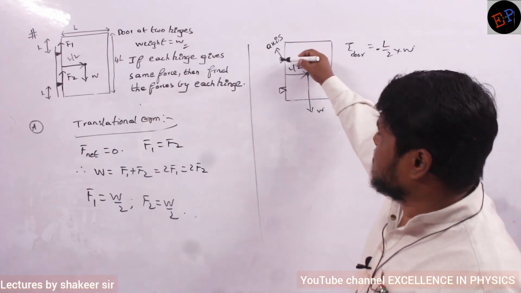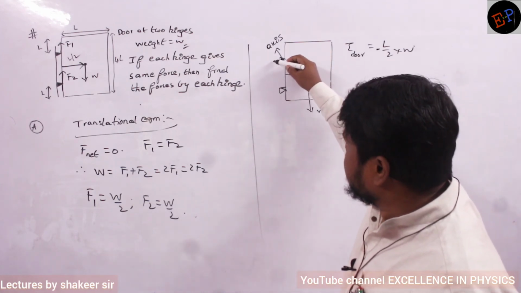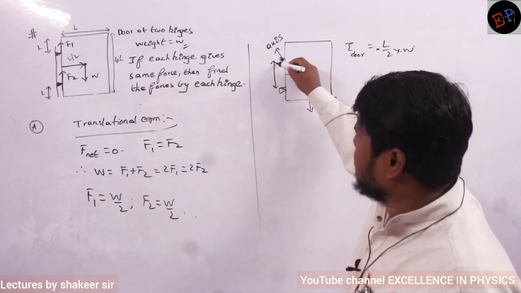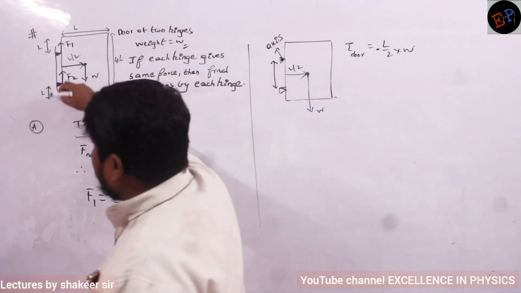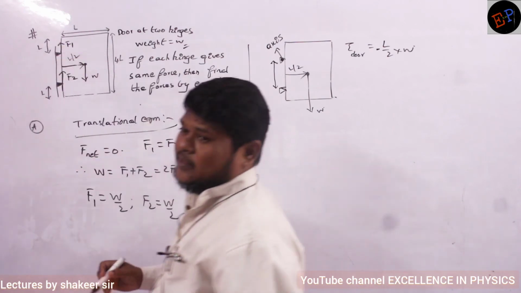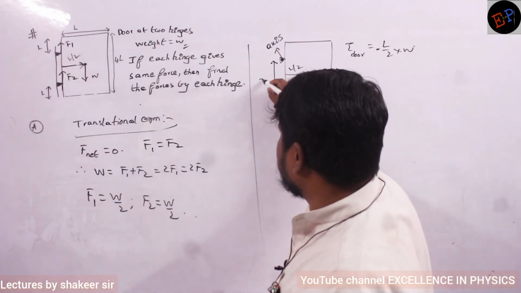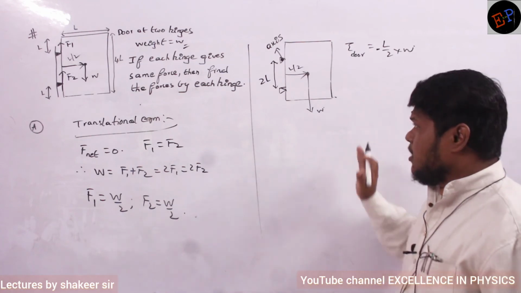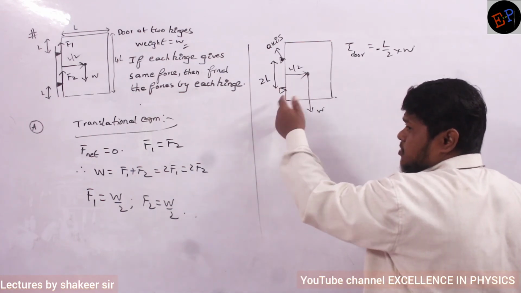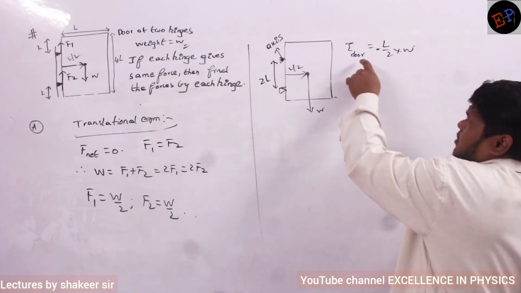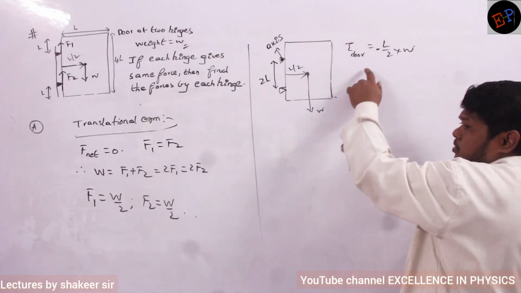Now this is the axis of rotation. What is the distance between the two hinges? The total is 4L, then the remaining distance will be 2L. So this distance is 2L. Now can you say in which direction this hinge should give force so that the torque because of the door gets cancelled?